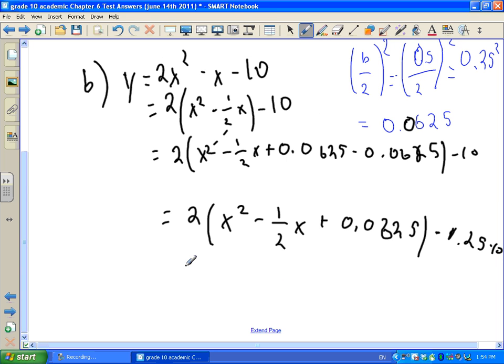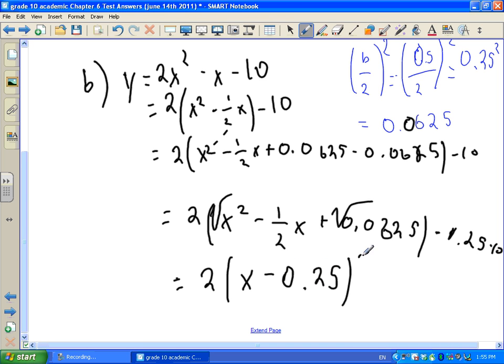So now what I need to do is find the square root of the first and the last term inside the bracket. So it's going to say equals 2, bracket. Now we'll have an x, which is the square root of x squared. And we use the minus because it's the negative in front of the half x. And the square root of 0.0625 is 0.25.